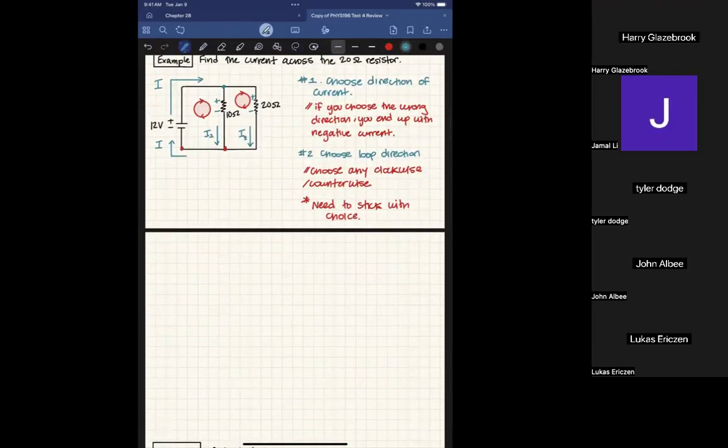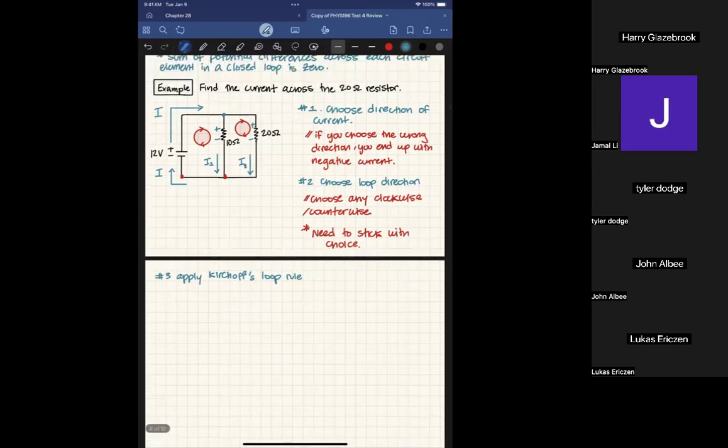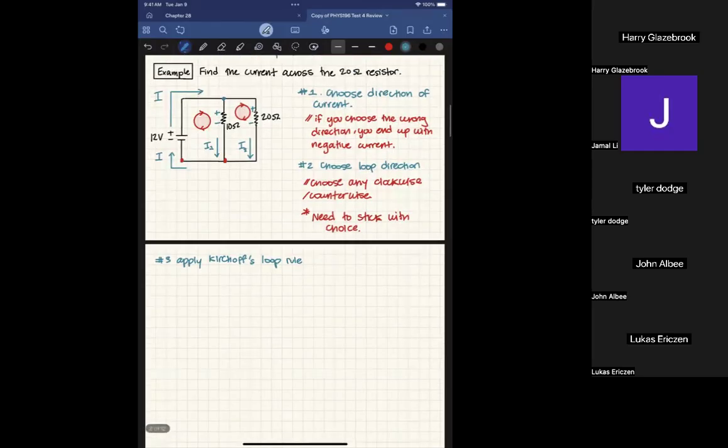So step number 3 is apply Kirchhoff's loop rule. So I'm going to start with this very leftmost loop. I'm going to pick a point and I'm just going to walk around the circuit clockwise until I get back to that point. So I'm walking around clockwise. I reach this battery. It's taking me from negative to positive, so it's increasing. So that's going to be a positive 12 volts. Again, I'm going from negative to positive, so it's increasing. That's positive 12.